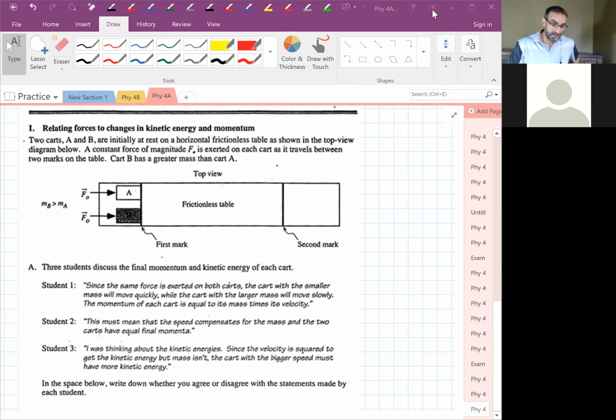Let's see, what can we do here? Let me see. Well, let me just try stop. I'm going to stop sharing my screen, and we'll just try to reconnect it. I'm not sure what else I can do here.